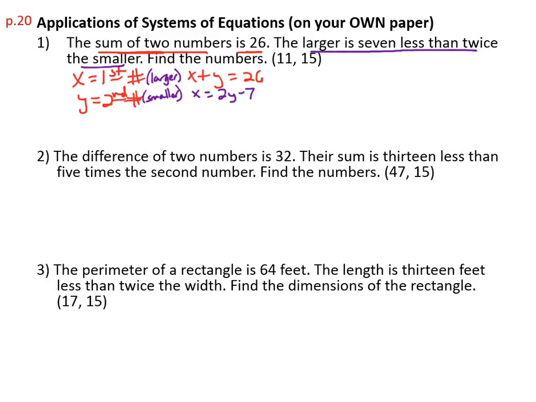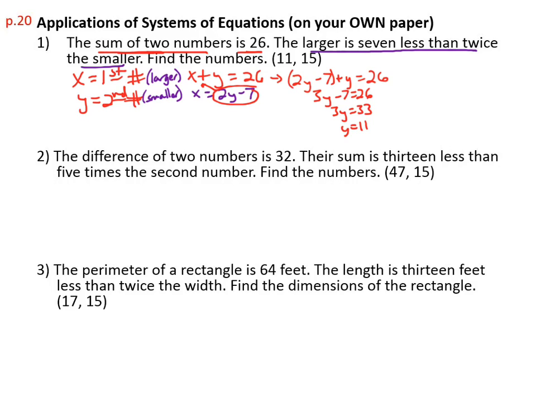Well, since we know that x is equal to 2y minus 7, I'm going to use the substitution method and say that 2y minus 7 plus y, there's our x from that first equation, is equal to 26. So now I can combine like terms, solving for y. So I'm going to have 3y minus 7 equals 26. Adding 7 to both sides, I'm going to have 3y is equal to 33. Dividing both sides by 3, I have y is equal to 11.